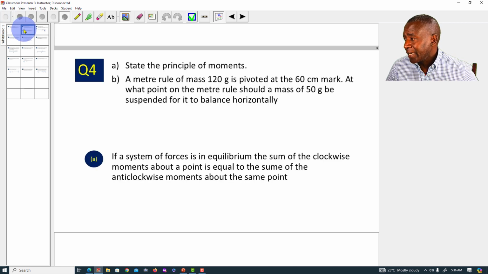Now, that one's a very important principle, and I'd like you to remember it as such. If a system of forces is in equilibrium, that is a condition that must be fulfilled for the principle to apply. The system must be in equilibrium. That is the condition. Then what does it state? The sum of the clockwise moments about a point is equal to the sum of the anti-clockwise moments about the same point. A very simple but very important concept. Let's look at part B.